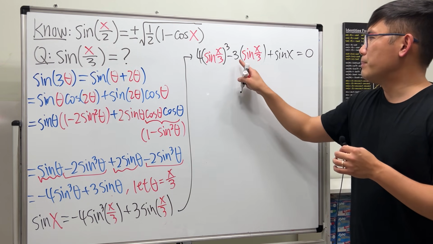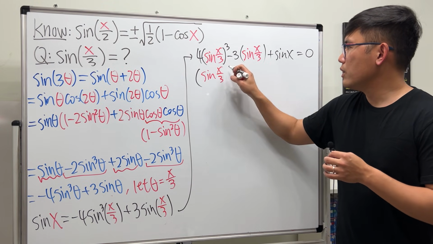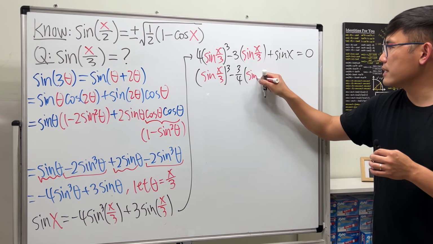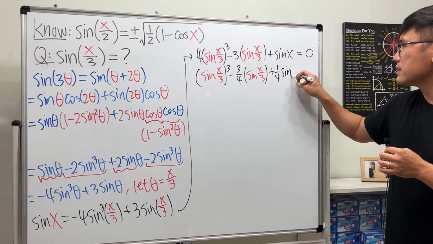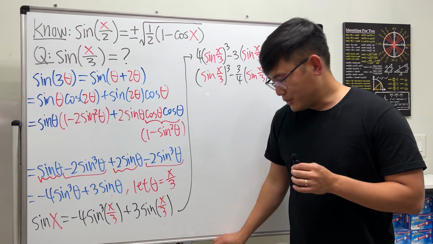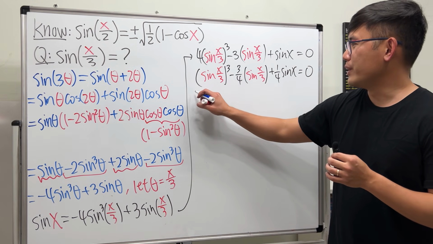And let's just divide everybody by 4, so we get sine of x over 3 to the third power minus 3 over 4, and then sine of x over 3, and then plus 1 over 4 sine of x, and that's equal to 0. Now, I will have to remind you guys the depressed cubic formula. So, recall.